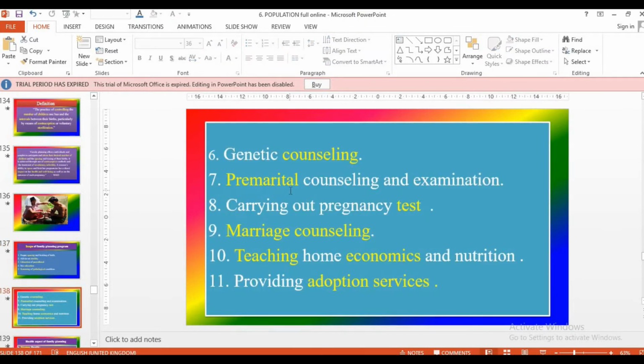Next scope is genetic counseling. In India, genetic counseling is very, very important. The reason is that close relative marriages may end with sterility as well as congenital disorders. Close relative marriages lead to problems due to genetic factors.